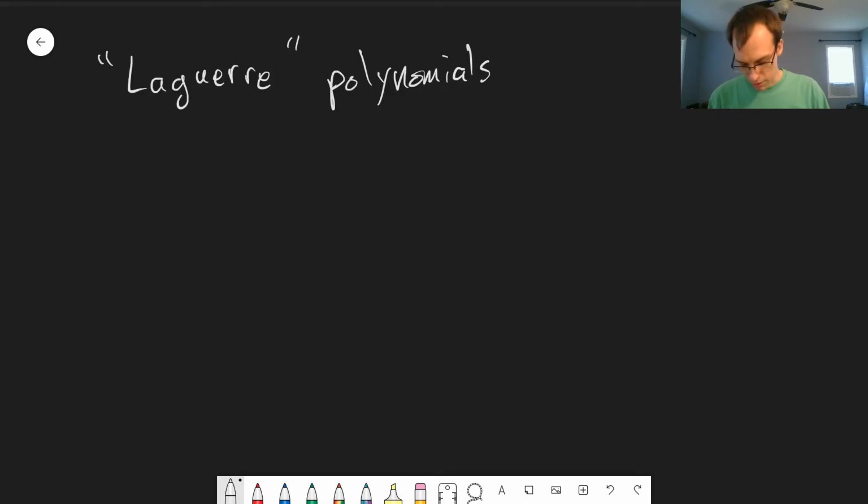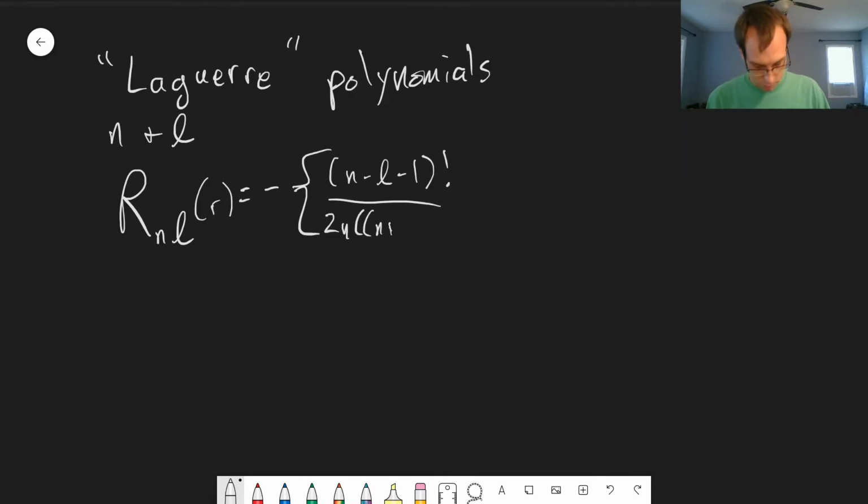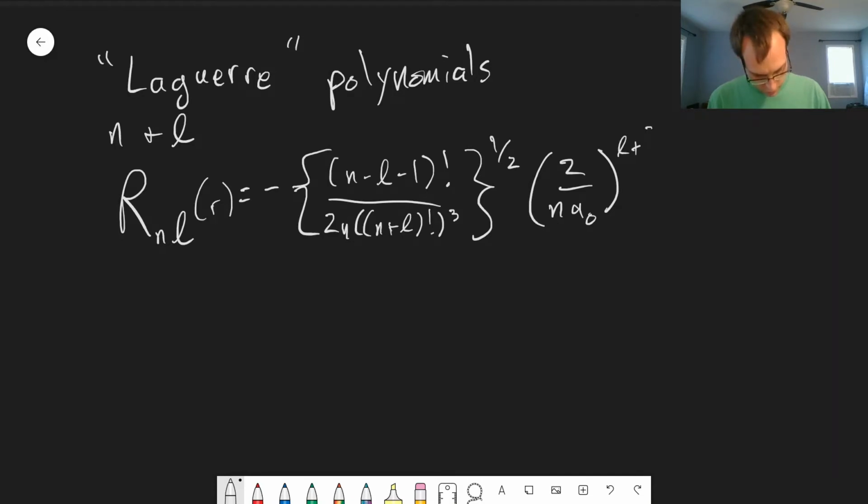So the radial part of the wave function depends on n and L. So we write it with the subscript n and L as a function of r. And we get, yet again, a big normalization constant. So we get negative, n minus L minus 1 factorial divided by 2n times (n plus L) factorial, raised to the third, square root of all that, times 2 over n a naught raised to the L plus 3 halves. All right, so all that is normalization.